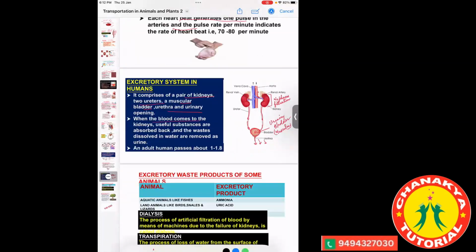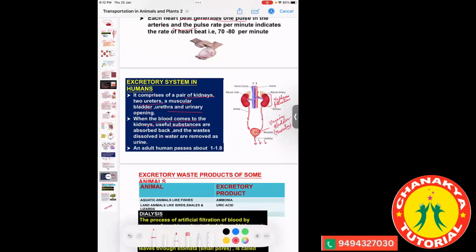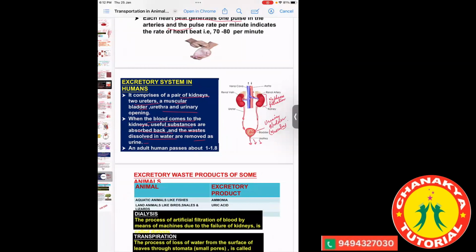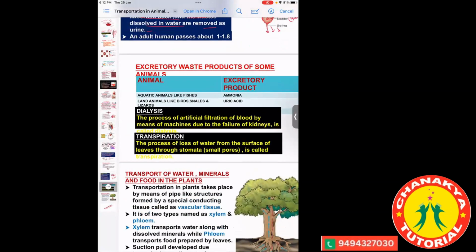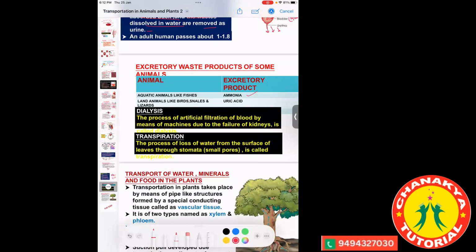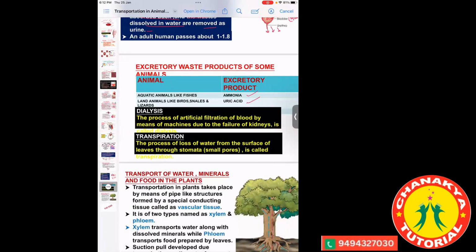When the blood comes to the kidneys, useful substances are absorbed back, and the waste dissolved in water is removed as urine. An adult human passes about 1 to 1.8 liters of urine in a day. So these are some of the excretory products. Like in fishes, ammonia is an excretory product. In lizards, birds, and snails, uric acid is the excretory product.